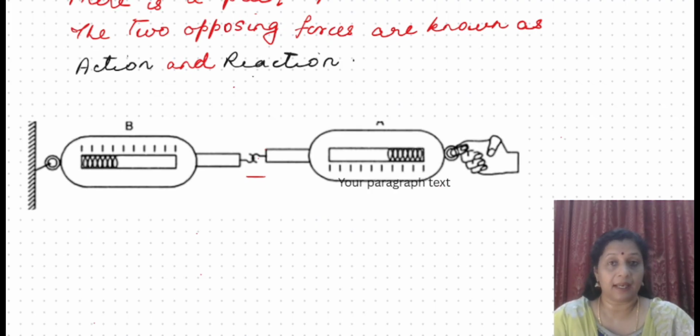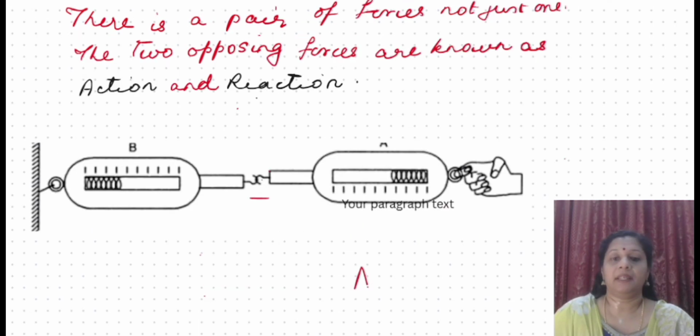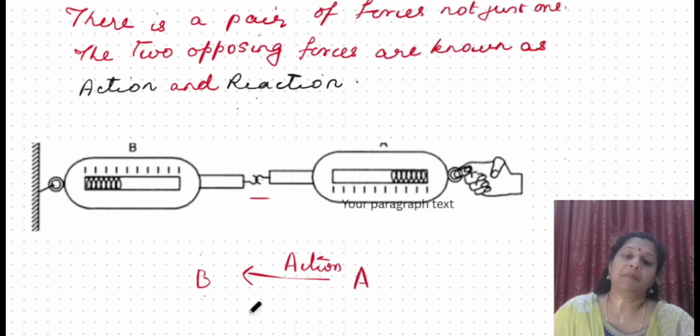When we are pulling, A will be applying a force on B. At the same time, can B sit idle? No. B will apply an equal but opposite force on A. So in this case, which is action, which is reaction? Balance A applying on B is called an action. Here A is showing an action to B. But B will be giving an equal and opposite force, that is exerting an equal and opposite force, that is called a reaction.